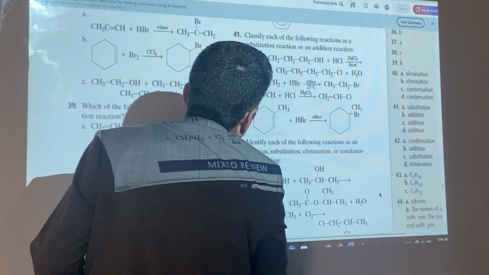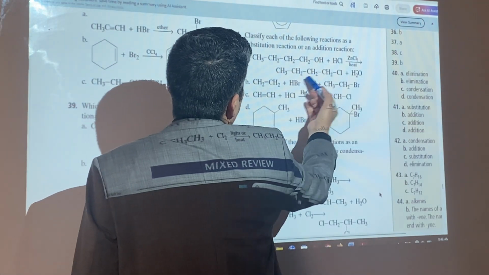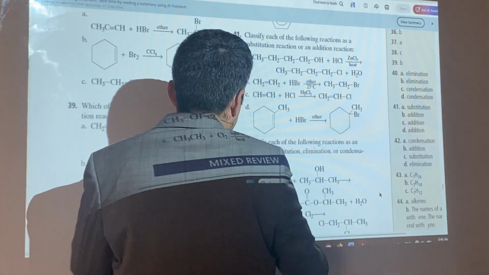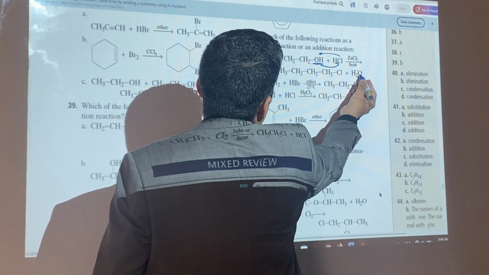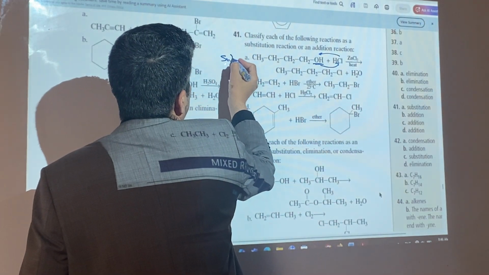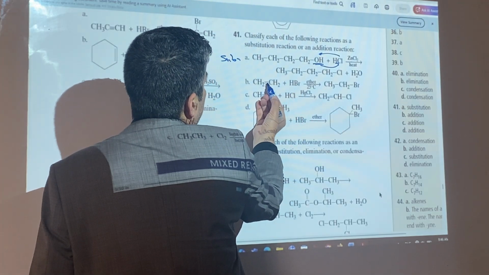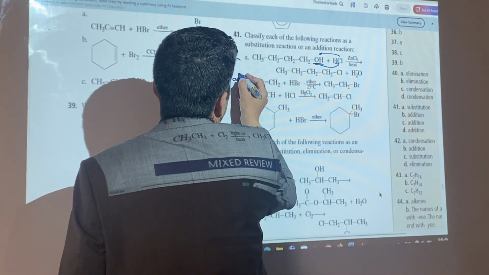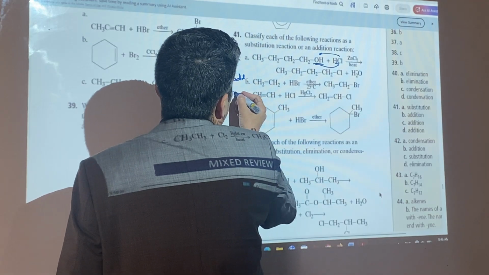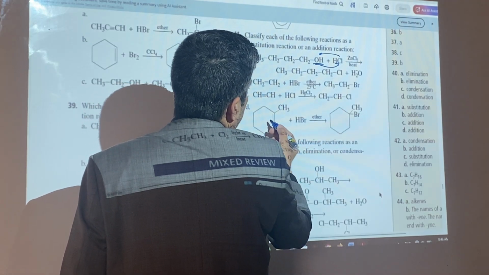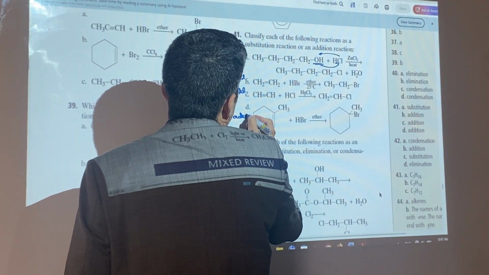You see that we have here this molecule changed to this molecule. You see that Cl replaced the OH here, and OH combined with hydrogen producing water. We have a substitution reaction here, and this reaction is called an addition reaction. Why? Because we have a double bond changed to a single bond. And here we have a triple bond changed to a double bond. Also an addition reaction. And the last one, we have a double bond also in the ring changed to a single bond. Also an addition reaction.